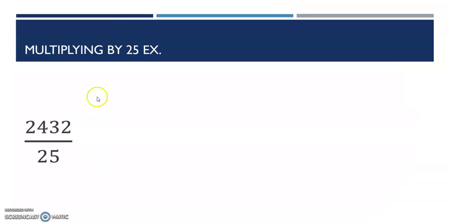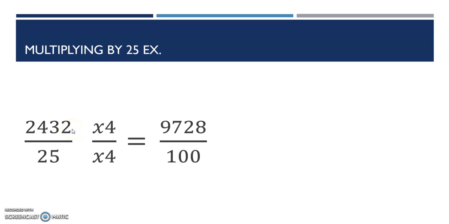Here's another example. We have 2,432 divided by 25. So again, if we were to do long division, you can't really take 25 out of 24 because 24 would be too small. So we'll multiply by 4. And this will give us 9,728 divided by 100. So if we drop our denominator and move our decimal place 2 spots to the left, this will give us 97.28.